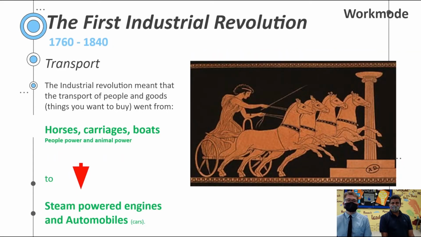And what it also did was, if you have so many goods and products, you have to transport them. Transportation first used to happen through horses, carriages, and boats. And from there, it started moving on to steam-powered engines and automobiles. Okay, so here again, we have a few pictures for you.